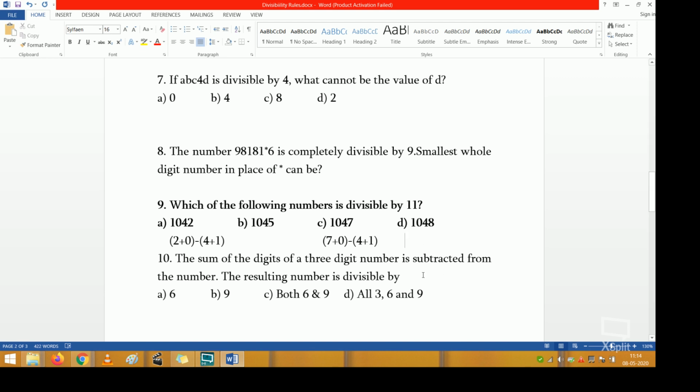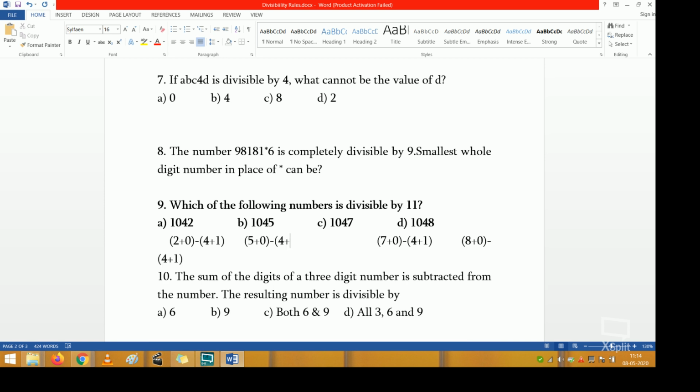Now look at the third one. 8 plus 0 minus 4 plus 1. Now again, 8 minus 5 is 3. But if you look at option B, it is 5 plus 0 minus, what are the digits in the even places? 4 plus 1. Now it is 5 minus 5, right? Here it is 5 minus 5, which is 0. So the only correct answer is 1045. After some practice, all this will take you just 5 seconds. You will just look at the numbers and within 5 seconds you will know what the answer is. For 11 I want you to do it this way.